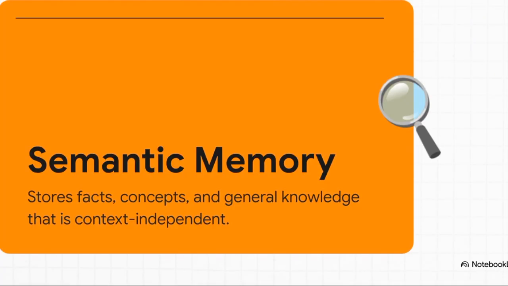First up, you've got Semantic Memory. The easiest way to think about this is as the AI's book smarts. This is where all the timeless, context-free facts are stored. Things like the sky is blue or Python is a programming language. It's the AI's fundamental library of how the world works.